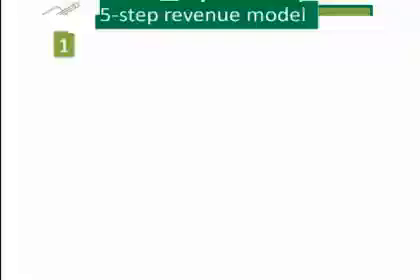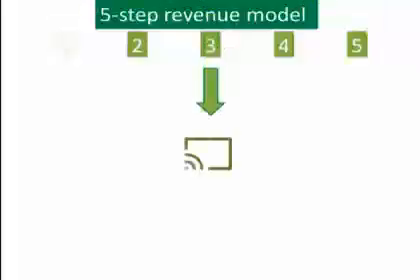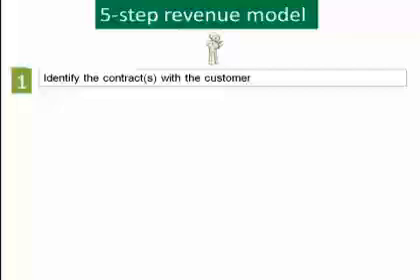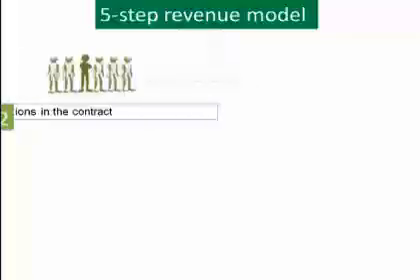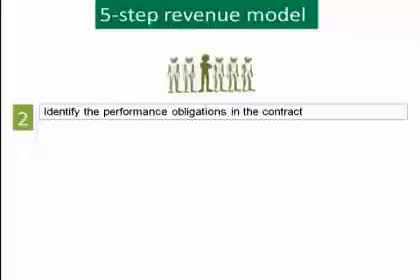As part of discussing IFRS 15, I will focus on the 5-step revenue model. Each step will represent a separate screencast. The first screencast will be the first step of the revenue model: Identify the contract or contracts with the customer. The second screencast will be the second step of the revenue model: Identify the performance obligations in the contract.